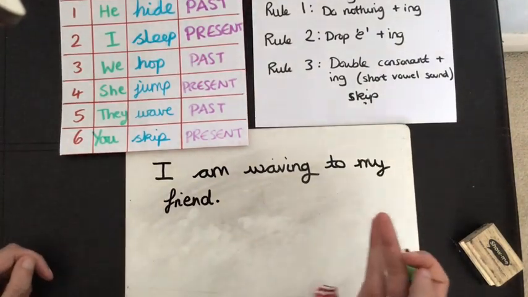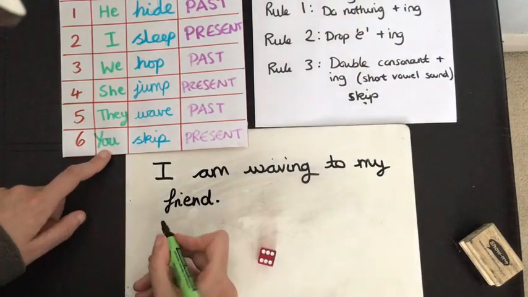So roll again. 6. I'm going for a U. Ooh, tricky.